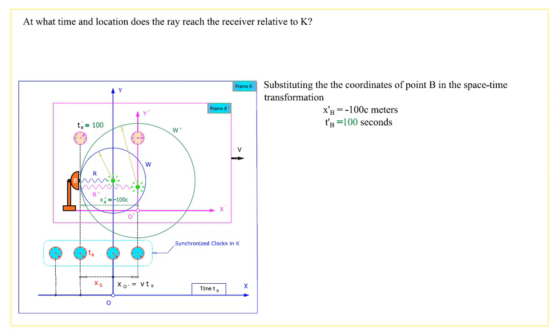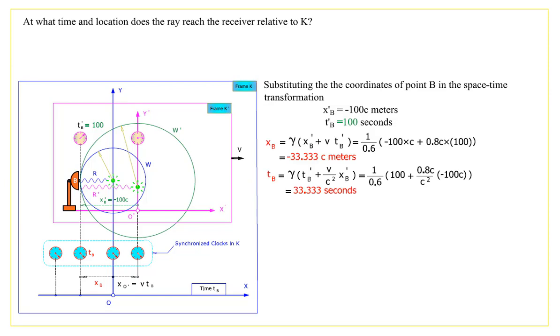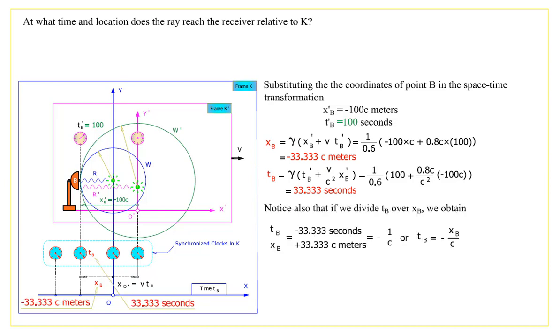Substituting the coordinates of point B into the spacetime transformation, we obtain that the light wave reaches observer K at coordinate x_B equals negative 33.33 times c meters. The light wave reaches observer K at time t_B equals 33.33 seconds. Notice also that if we divide t_B over x_B, we obtain t_B over x_B equals negative 1 over c, or t_B equals negative x_B over c.